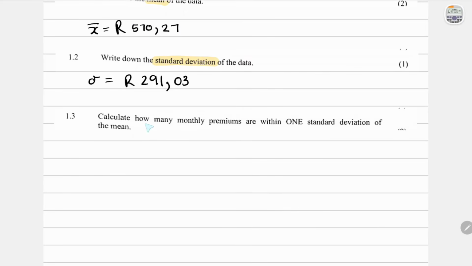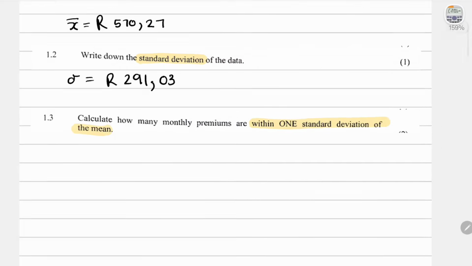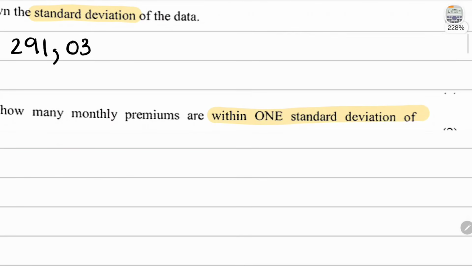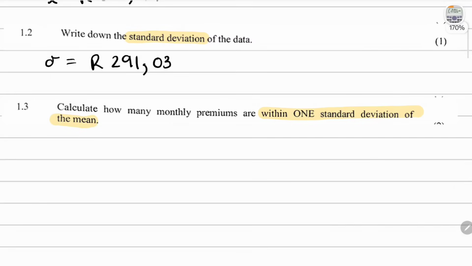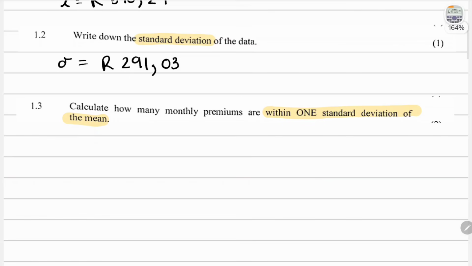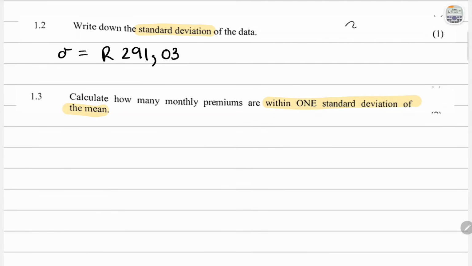The next question, 1.3, says, calculate how many monthly premiums are within one standard deviation of the mean. Please notice they say within. Okay, so when we are looking at the amount of numbers that we have, or the values that are going to be within one standard deviation of the mean, you can think about it like this. So because they have to be within, it means they will be within two values. Okay, we're going to look for the numbers that are between these two values.